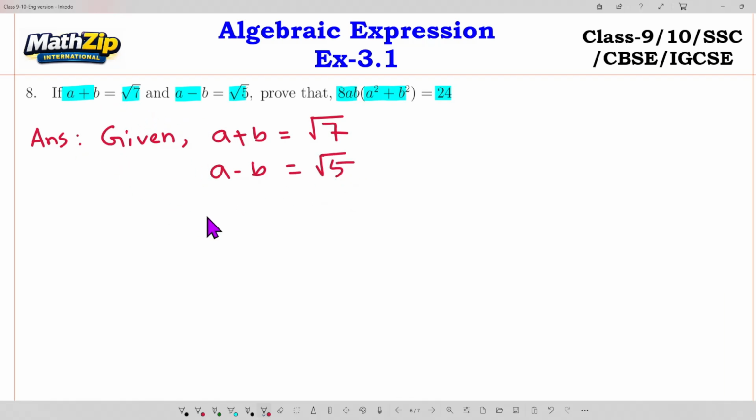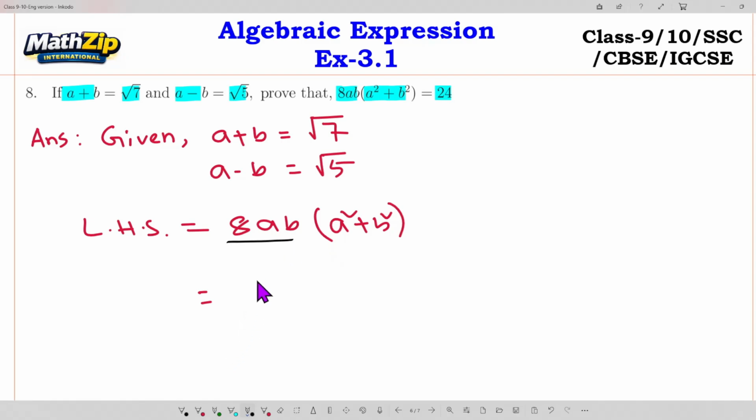This is already given. Now left hand side, 8ab times (a square plus b square). So here we have to use a trick. Look, this 8ab we can write as 4ab times 2. It means 4 times 2 is 8, and here is ab, and then a square plus b square.